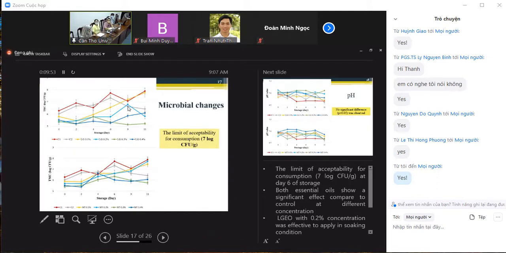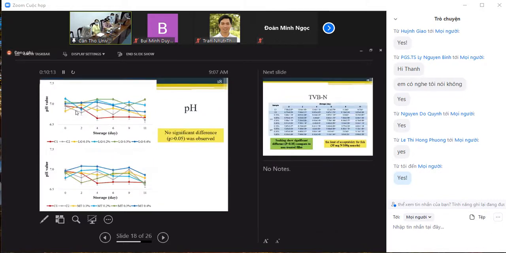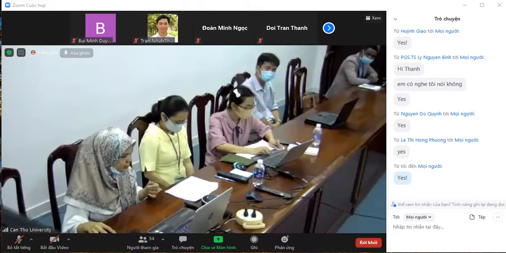For the pH, no significant difference was observed, but one clear thing is the control without soaking solution. It has a significant decrease from day 0 until the end of storage. This is because of the breakdown of the glycogen from the muscle of the fish to lactic acid during the storage.